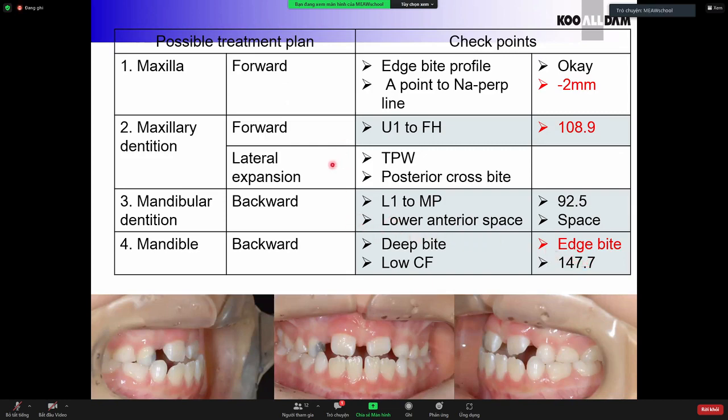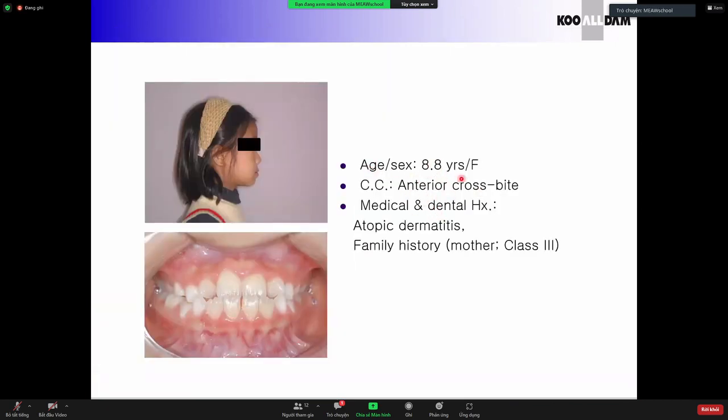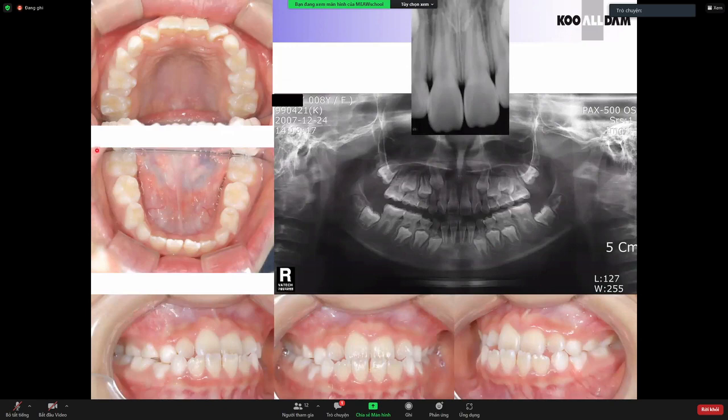Next week, I will discuss differential diagnosis in detail. This patient is an 8 years old girl, and you can see anterior crossbite. Her mother is also a class 3 patient. There is no crowding in the lower arch. There is slight mild crowding in the upper arch.